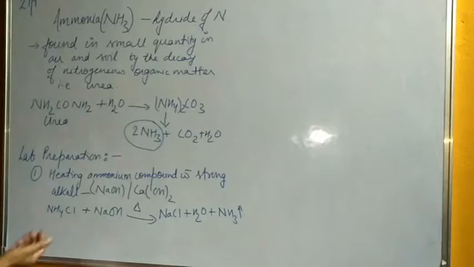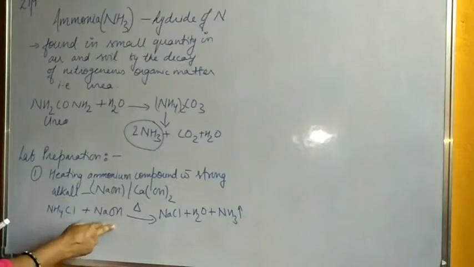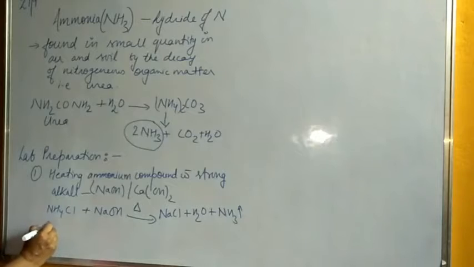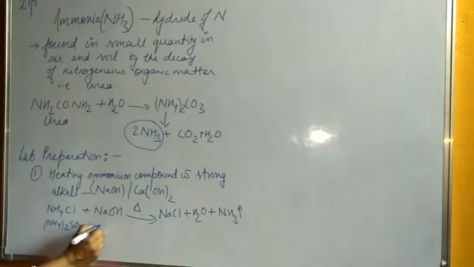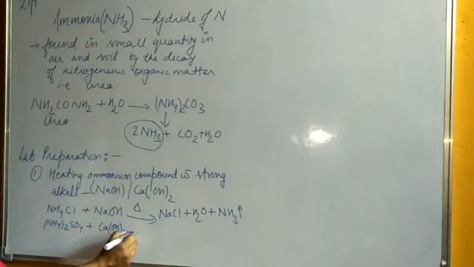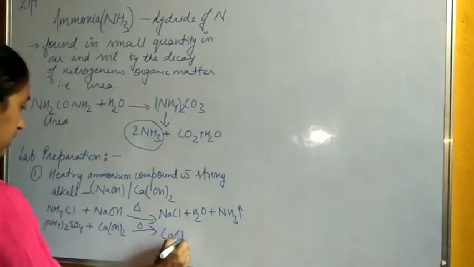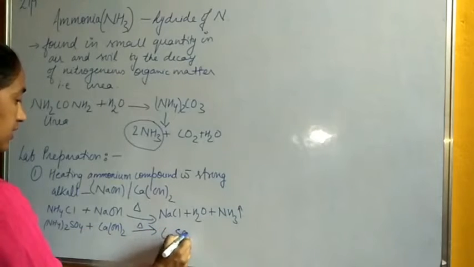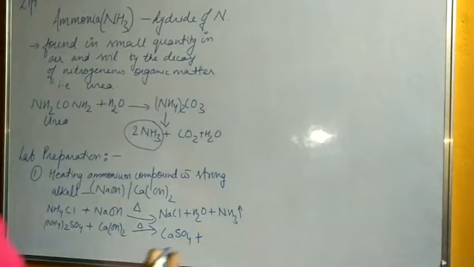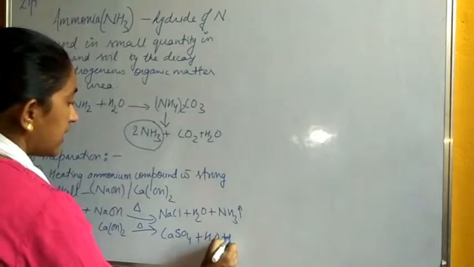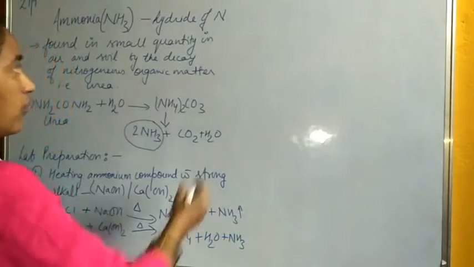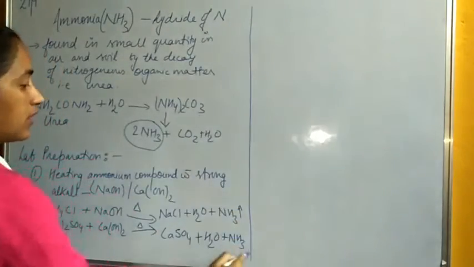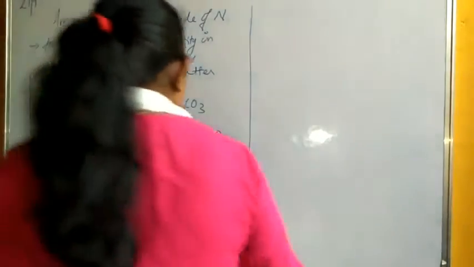Similarly, you can treat ammonium sulfate also with NaOH or calcium hydroxide. This is ammonium sulfate. When it is treated with calcium hydroxide, it is going to form calcium chloride. Sorry, it will form calcium sulfate plus water plus NH3 will be formed. Right, students?